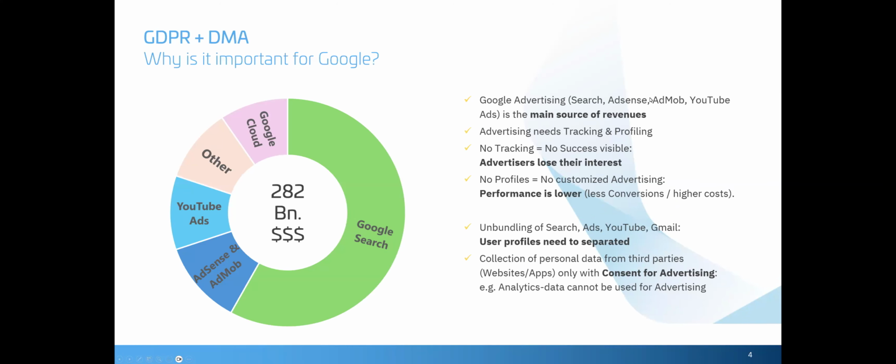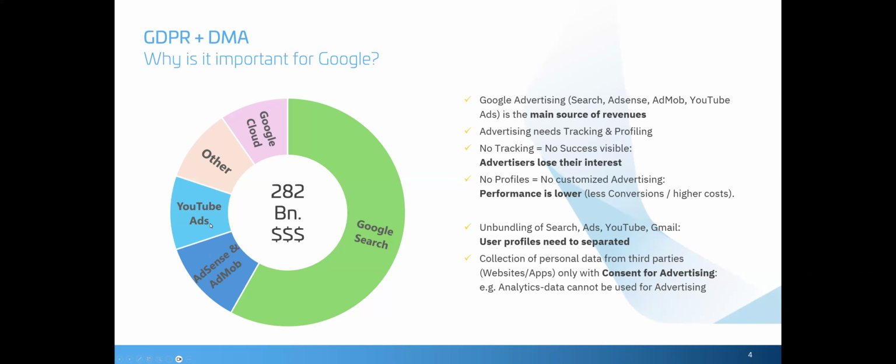Why is this important to Google? You see here in this chart, that's the Google earnings of 2023, I think, or 22. So they made $282 billion in revenues. That's a huge number. And you see where it's coming from. So a big chunk is coming from the Google search, so basically the advertising on the Google search results. Then there's AdSense and AdMob. So that's the advertising on third-party websites.